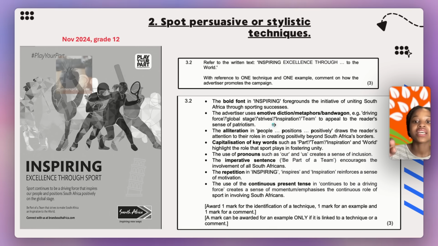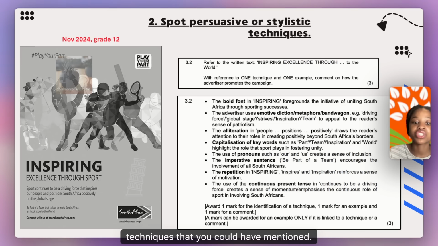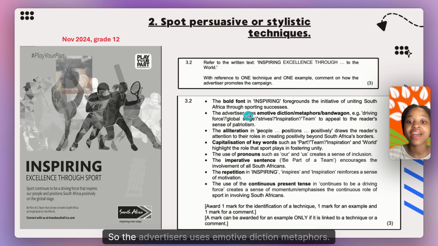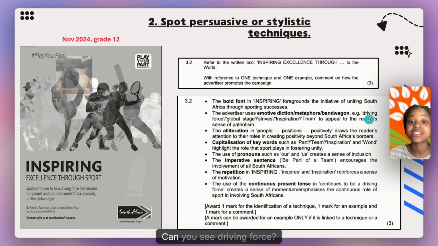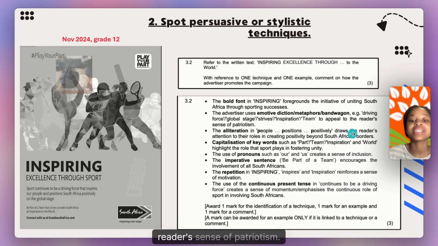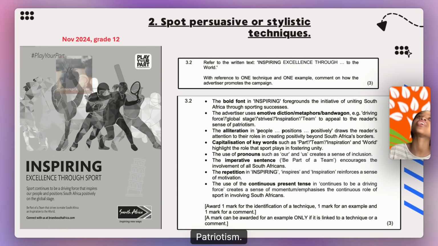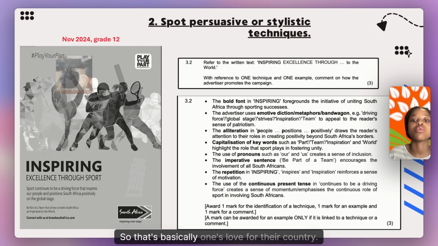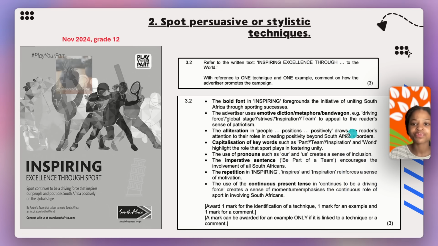So these are the different techniques that you could have mentioned. Obviously, you would get a mark for the technique mentioned and explaining how it promotes the campaign. That's your other 2 marks. So the advertiser uses emotive diction, metaphors, bandwagon. Can you see? Driving force, global stage, strives, inspiration, team, to appeal to the reader's sense of patriotism. So that's basically one's love for their country.